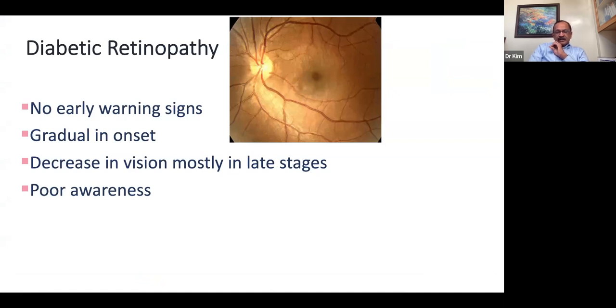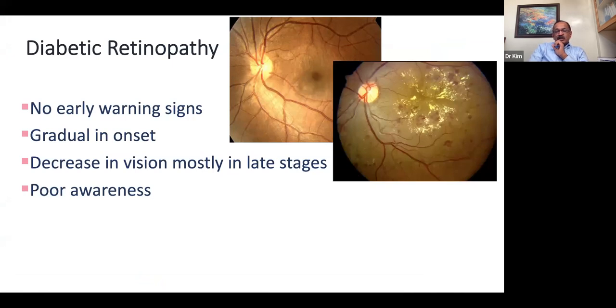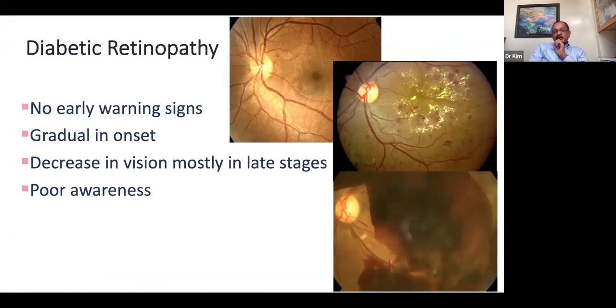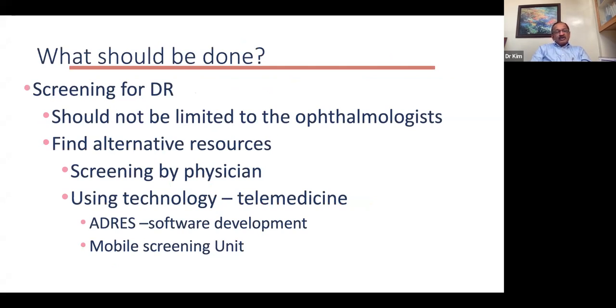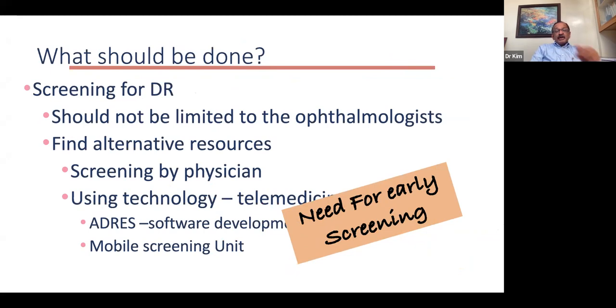Unfortunately, as you all know, diabetic retinopathy comes with no early warning signs. It's gradual in onset, and the decrease in vision happens mostly in the late stages, and patients are really not aware of it. So patients usually come to the doctor only when their vision is completely disturbed. It was seen in one of the studies that 45% of the patients with diabetic retinopathy attending the eye hospital had already lost vision before this condition was diagnosed. This shows that we're not doing much about it. So it's very important that screening should be done, and it should not be limited to ophthalmologists. We have to find other alternative resources, and technology is one which can play a major role in helping the physicians screen diabetic patients.